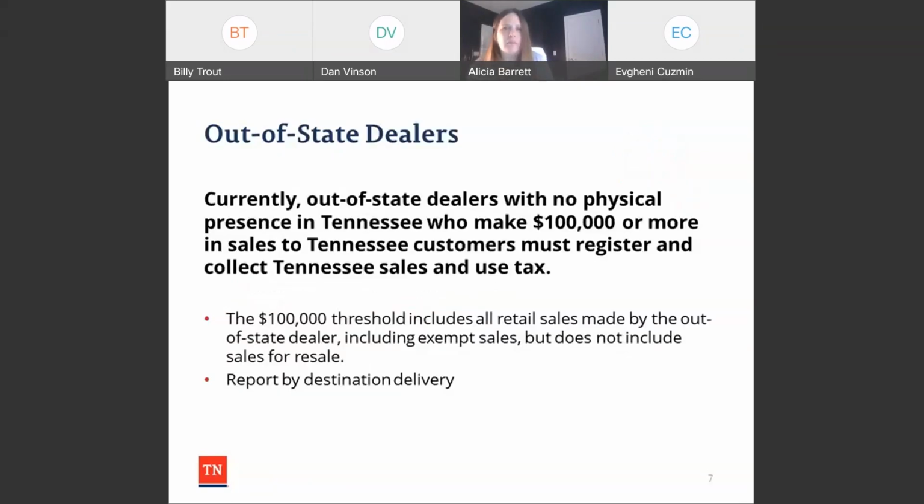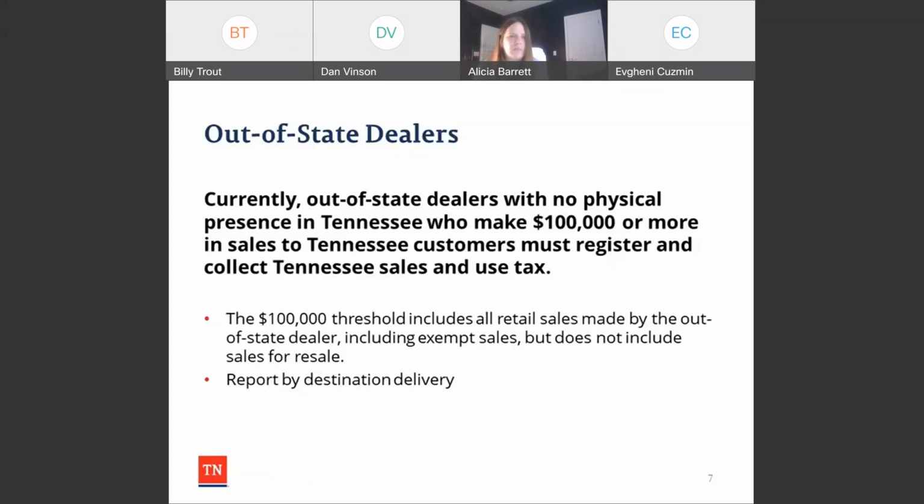Now let's talk a little bit about out-of-state dealers. So the out-of-state dealers are going to be dealers who have no physical presence in Tennessee, but they make $100,000 or more in sales to Tennessee customers. So this $100,000 threshold includes all of the retail sales made by the out-of-state dealer, including exempt sales, but it does not include sales for resale.